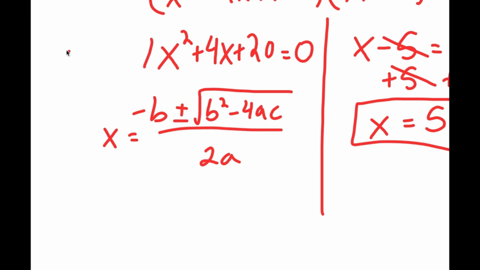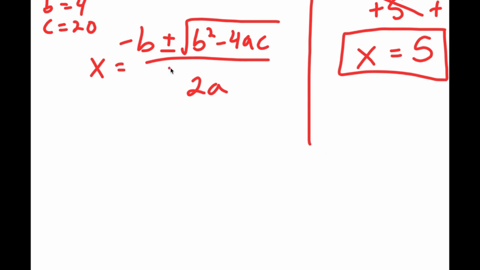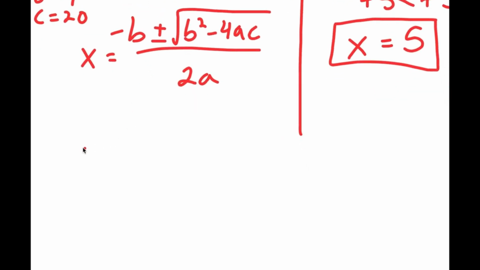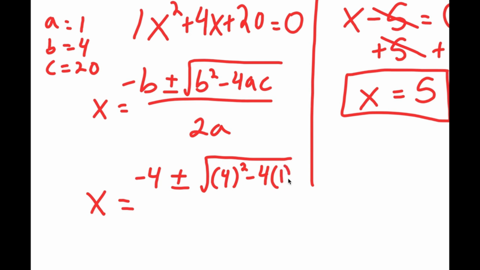Now, in this case, a is 1, b is 4, and c is 20. So I can just plug these into this formula. So now, I get x is equal to negative b, and b is 4, so negative 4 plus or minus the square root of b squared, which is 4 squared, minus 4 times a, which is 1, times c, which is 20, all over 2a, so 2 times 1.